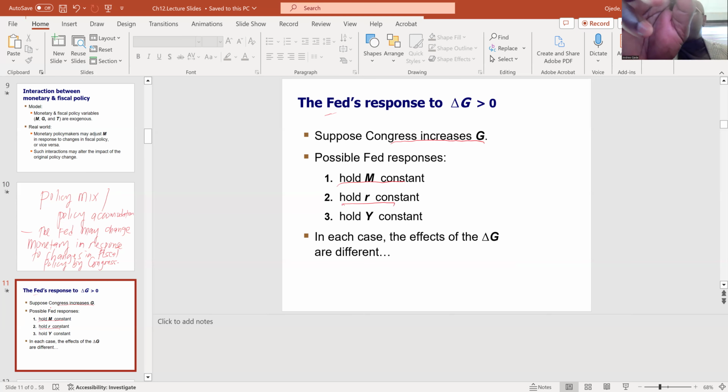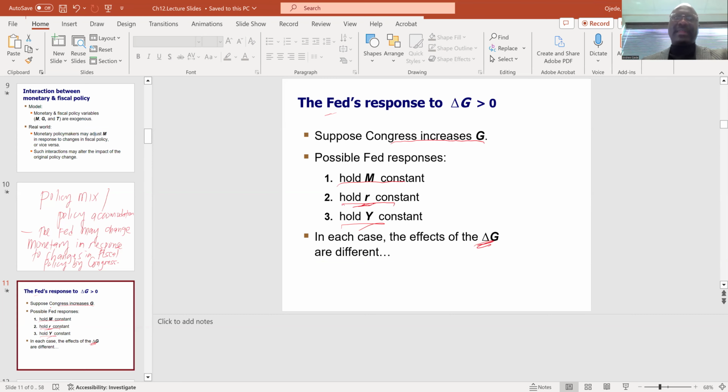But if the Fed doesn't want the interest rate to increase, the Fed is going to use monetary policy to hold the interest rate constant. I'm going to show you on the graph what the Fed will do there. Or sometimes the goal of the Fed is to stabilize output. They don't want output to change, because when Congress increases spending, the IS curve shifts to the right, GDP goes up, and the Fed doesn't want the volatility in output. They want to stabilize output at a regional level. Then they're going to use monetary policy. I'm going to show you how they do that. But in each case, the effects of the change in government spending will be different. So let's look at the first case.